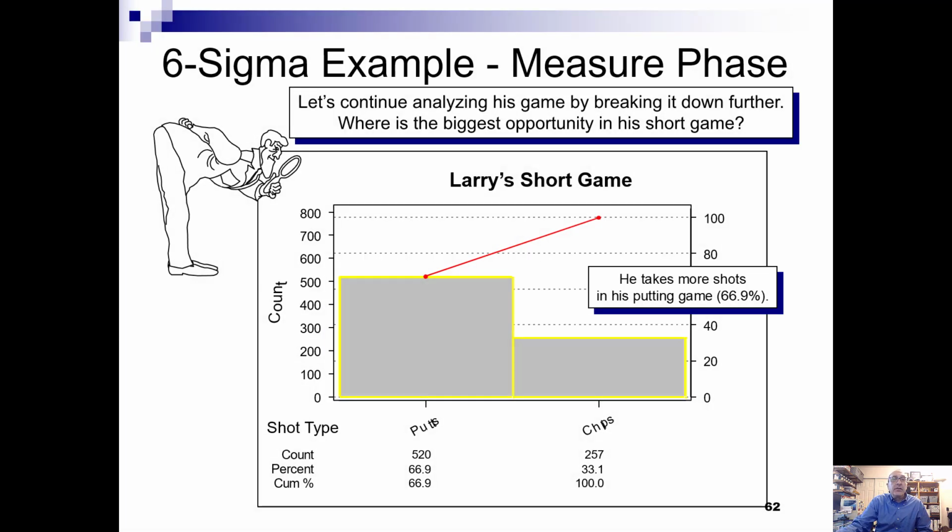Let's continue to break it down further. Where's the biggest opportunity in his short game? He takes more shots in his putting game, 66.9% versus chips.